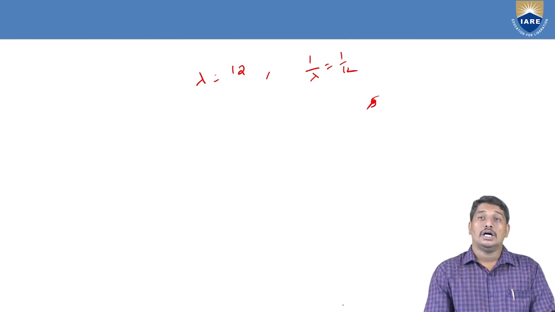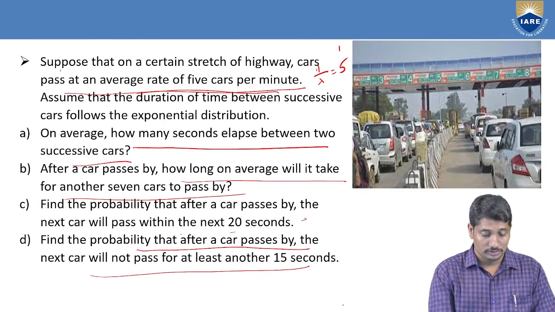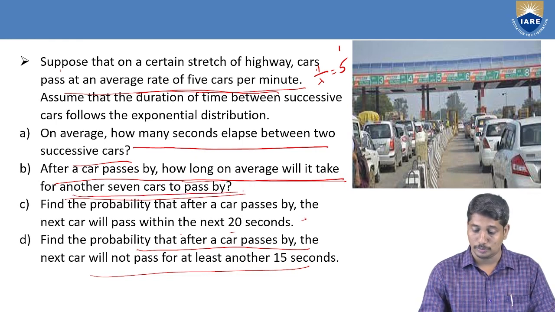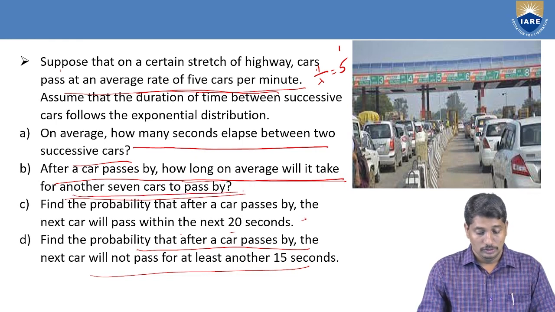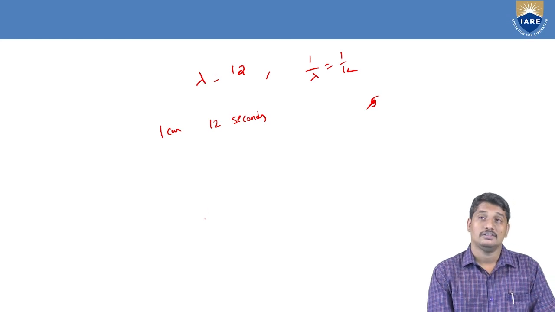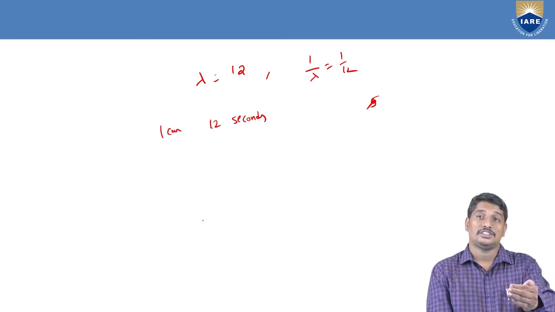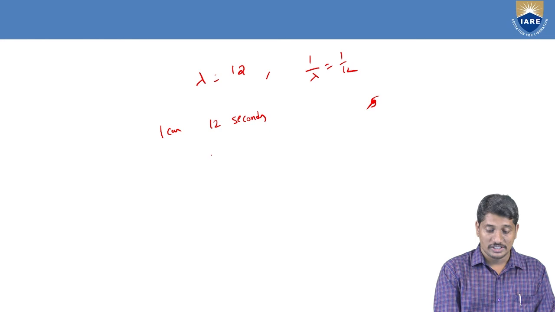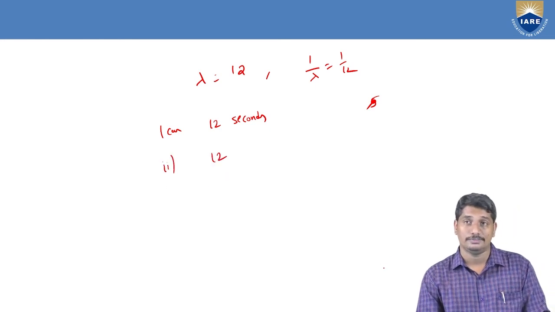And let us go to the second question. After a car passes by, how long on average will it take for another car to pass by? So we have to find how long, which on an average is 12 seconds. It is saying you have to wait 12 seconds for one car. Okay, one car passes by, for the next car they have to wait 12 seconds. For the second bit, we got the answer 12 seconds.